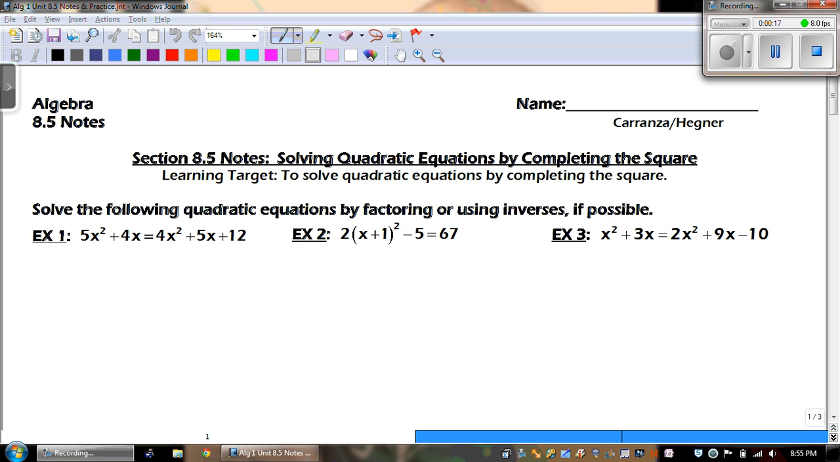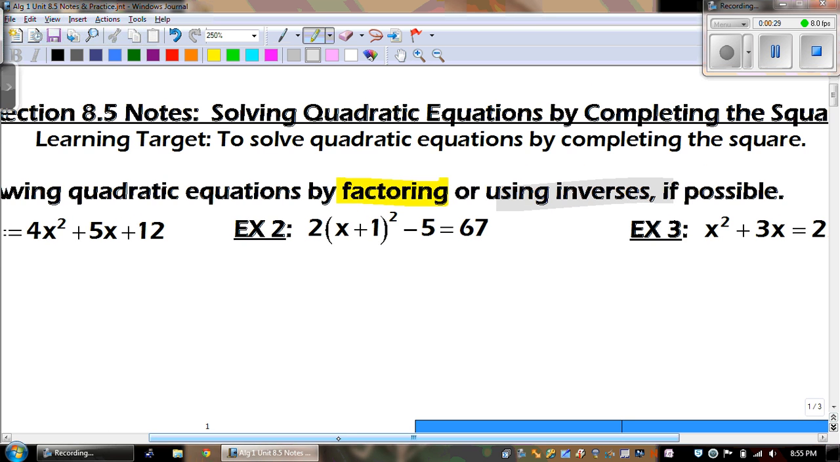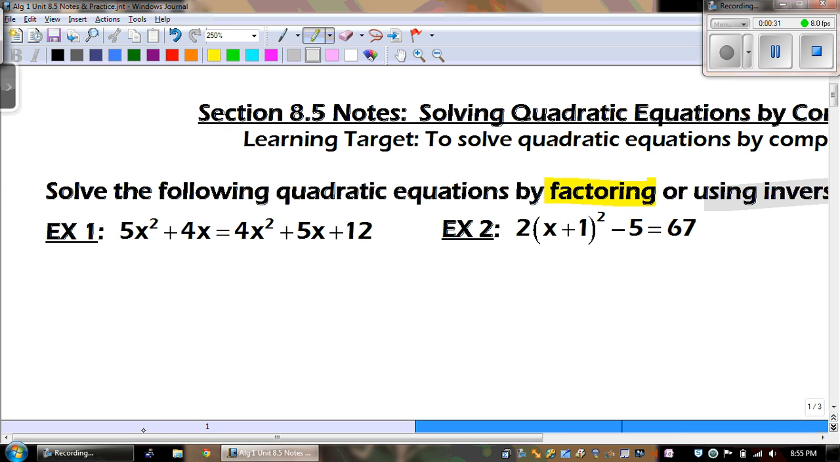So the first set of directions say to solve the following quadratic equations by using factoring or using inverses if possible. If you want to pause the video and try them on your own, feel free to do that. Okay, for those of you who want the help, let's go through it. So let's take a look at example number 1.